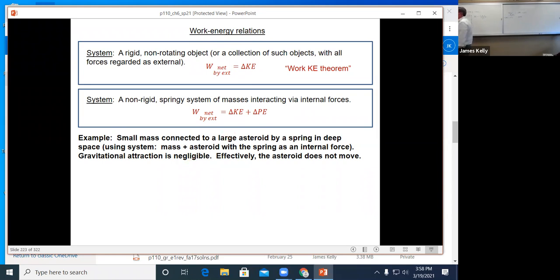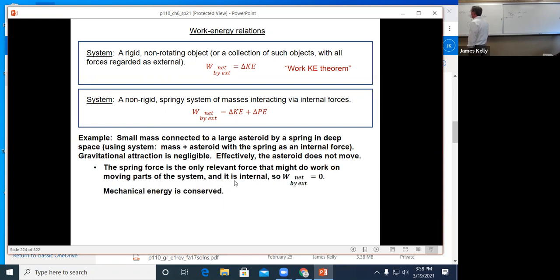If I stretch it and let it go, it might oscillate back and forth, as the spring compresses and stretches. The system I'm going to choose is the mass plus the asteroid, and the spring is going to be an internal force, just so I can use my new formula there. Of course, there's always a gravitational attraction between any bits of mass, but we're going to assume we can ignore that because they're not Earth-sized kinds of things. It's going to be a small force.